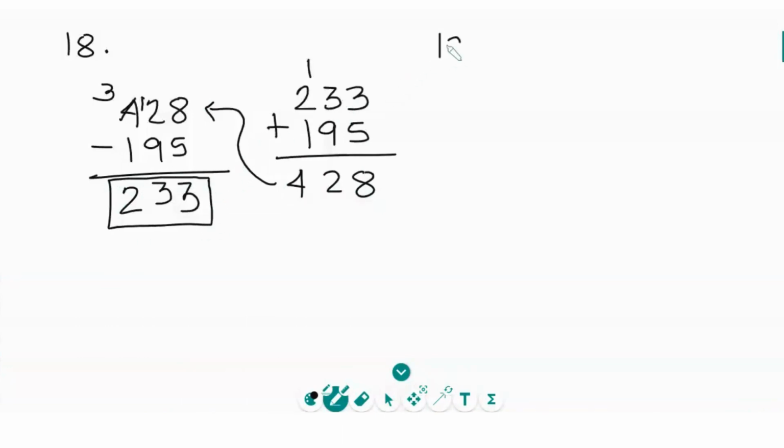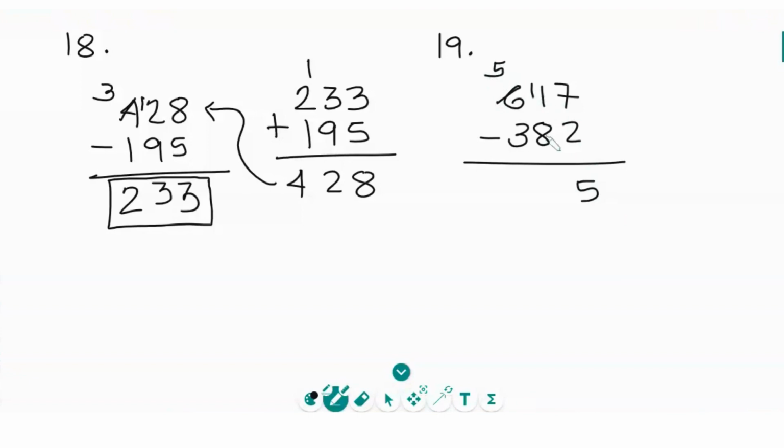Moving on to number 19. So here in number 19, we have 617 minus 382. Okay, so 7 minus 2, that will become 5. And here 1 becomes 11 and 6 becomes 5. So 11 minus 8, that will give us 3. Let's check it. 3 plus 8, that will give us 11. Yeah, so 11 minus 8 will give us 3. And 5 minus 3, that is 2.